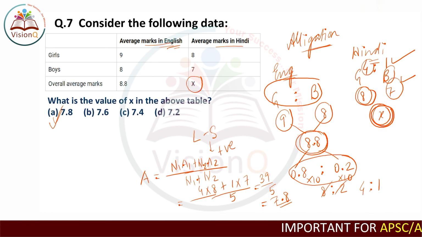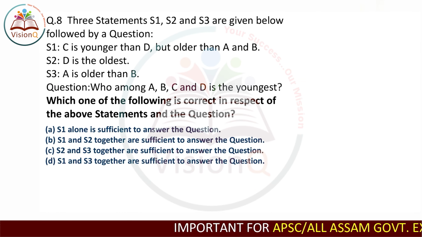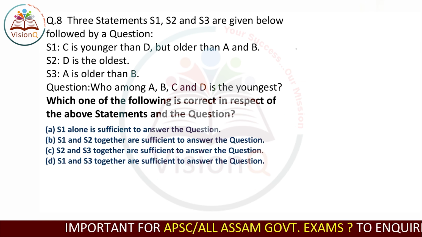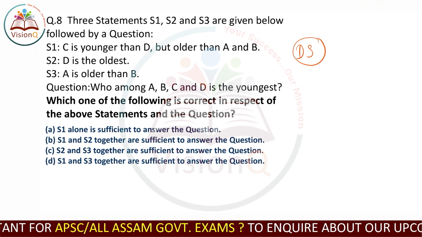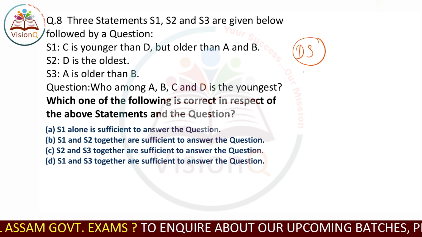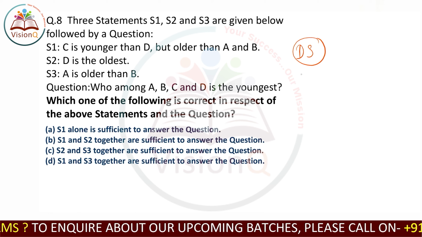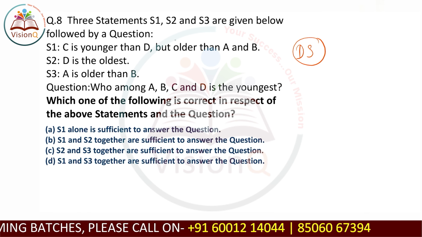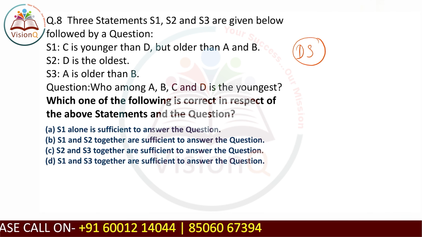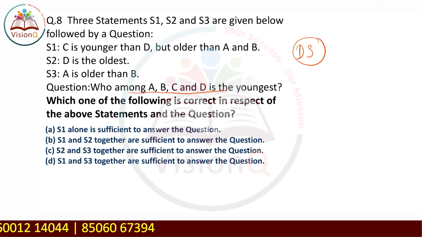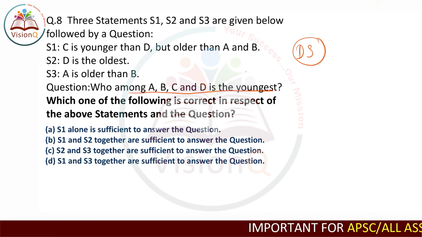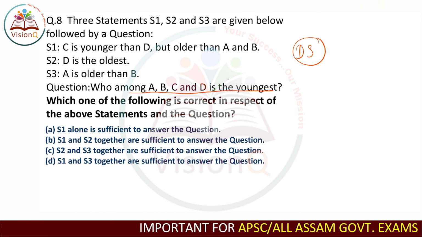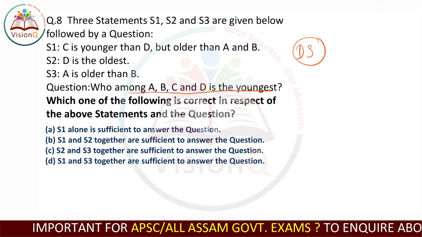So students, let us see the next question of today's series, question number 8. Question based on data sufficiency. A very important topic for the examination, particularly for UPSC and APSC examination. Now there are three statements here. You have to find out which statement is sufficient to find the answer of the question. The question is this: who among A, B, C, D is the youngest? You have to check which statement is sufficient to find the answer of this particular question.